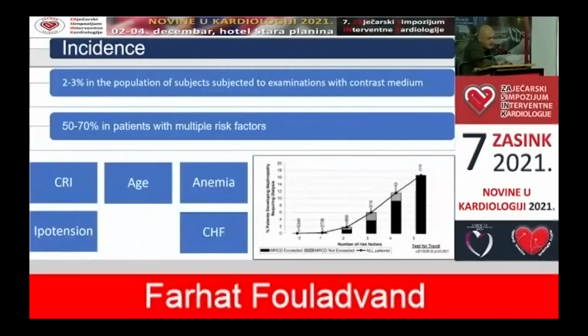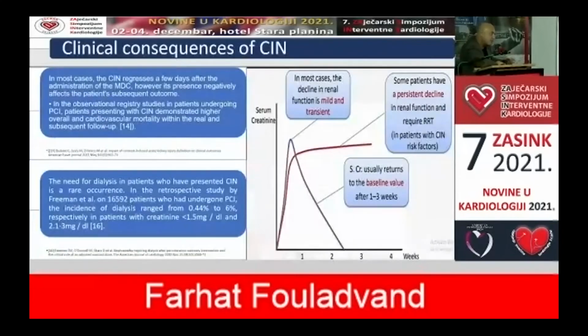So we know that the incidence is not so high, 2-3% of the population, but this rate increases quite a lot with risk factors, especially with multiple risk factors, and could even reach 70% in patients with pre-existing chronic renal insufficiency, age, anemia, chronic heart failure, hypotension. And there are some other risk factors that are important, but they don't enter the risk scores, except in one of them, which has 7 parameters.